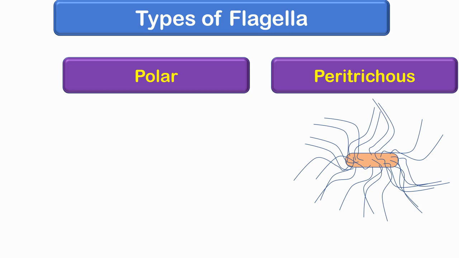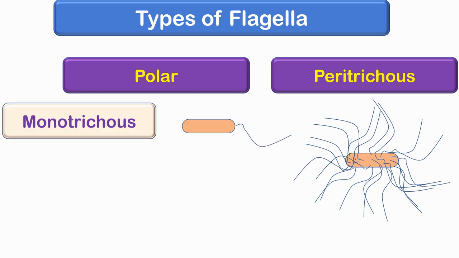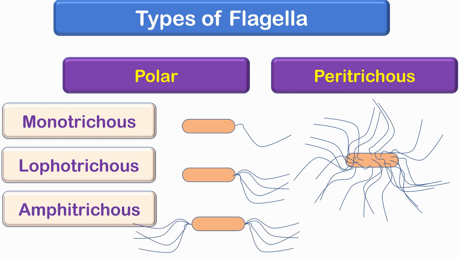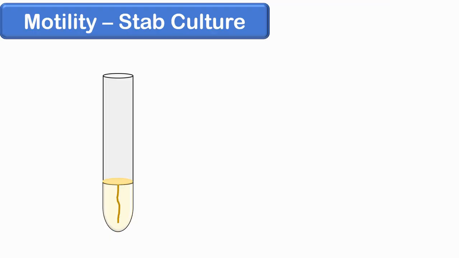Polar arrangement can be further described as monotrichous, that means a single flagellum at one pole. Lophotrichous means a bunch of flagella from the same site. Amphitrichous means flagella at both poles of the cell. Flagella are difficult to visualize with a light microscope, but the demonstration of motility is important for the diagnosis of bacteria.